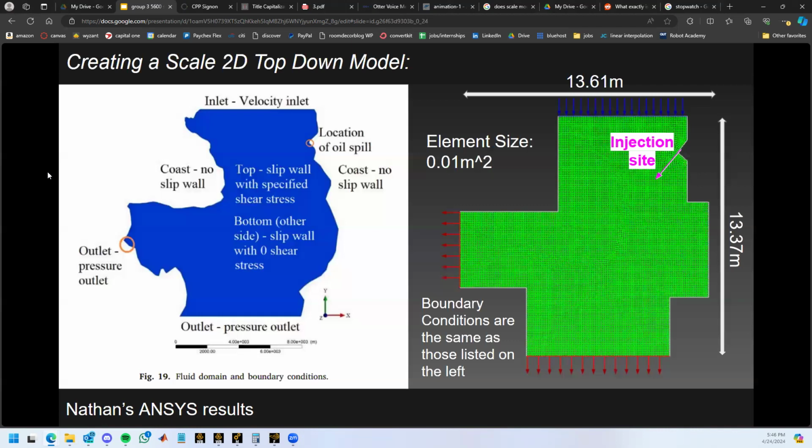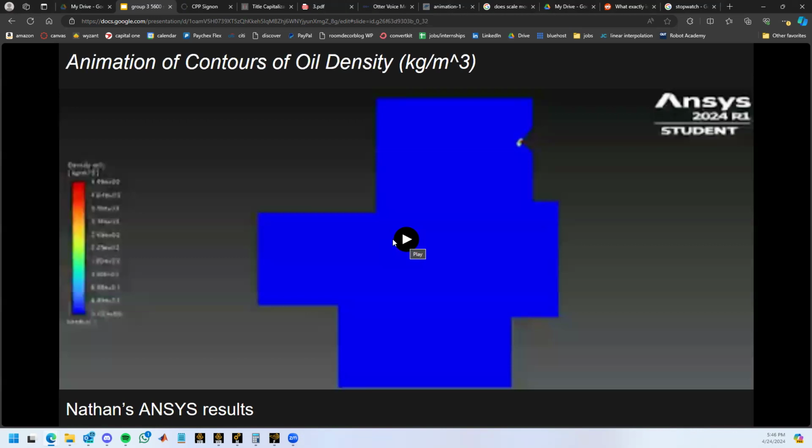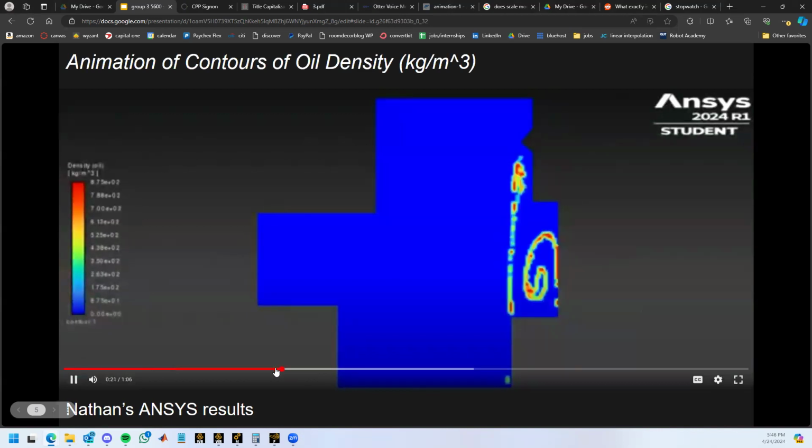This is the domain that I used. It's similar to the one in the study, just scaled down by a factor of 1,000 with the same boundary conditions. This is an animation of the contours of oil density that I got. So as you can see, I'll skip ahead here a bit, but the oil just comes out of this inlet and then pools up in this right side here.